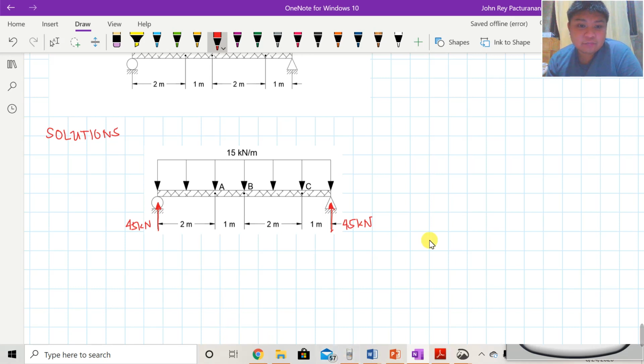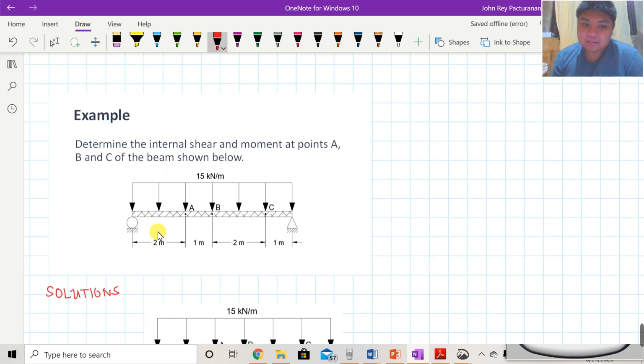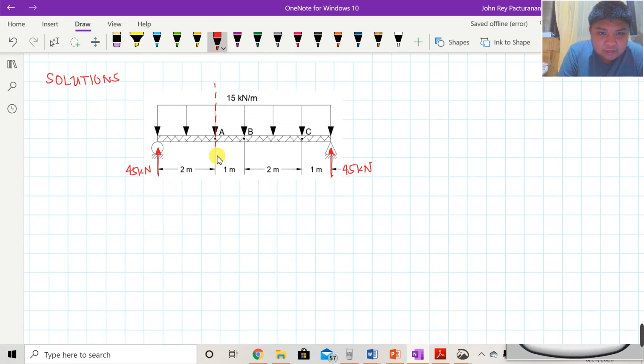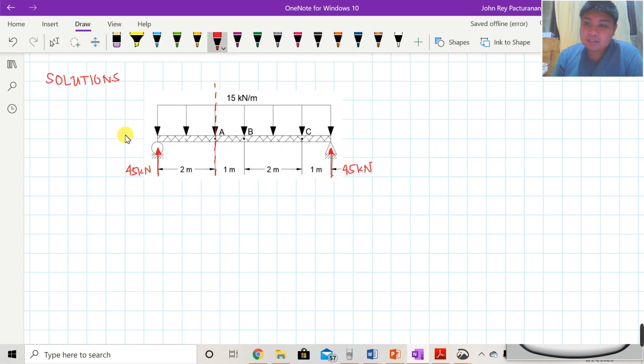So, what's the next step? The next step, class, is to cut the beam at section A, because the question asks: what is the internal shear and moment at A, B, and C? So, I will start with section A. I will draw a section line here. According to the rule, you can choose whichever is more convenient, the left or the right. Based on our drawing, the left is easier to draw simply because its length is only 2 meters, unlike the right, which is 4 meters.